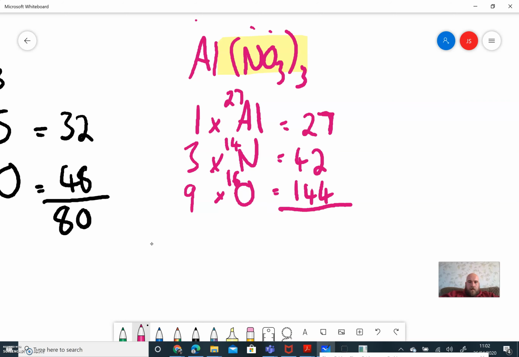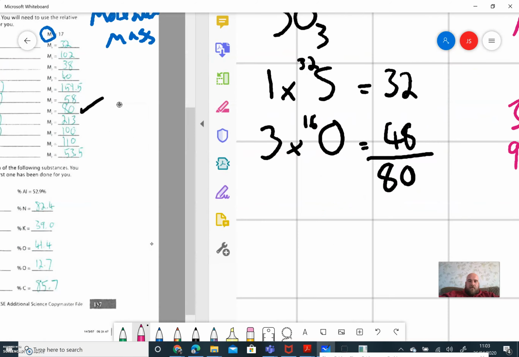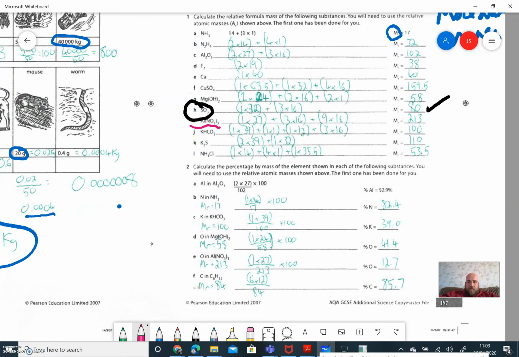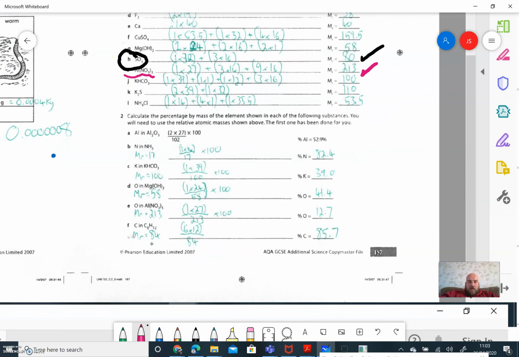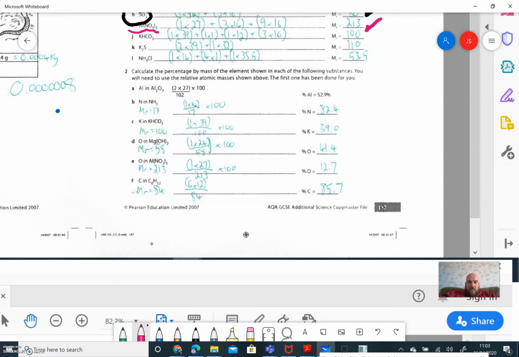144. So if we add all of those together, you end up with 213. I think someone better check that. My maths. Yep. Sorted. So 213 is the relative molecular mass of this compound, which is the correct answer. Let's try one of these ones down here then. So this is question 2.